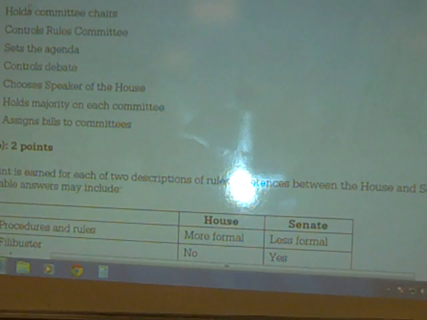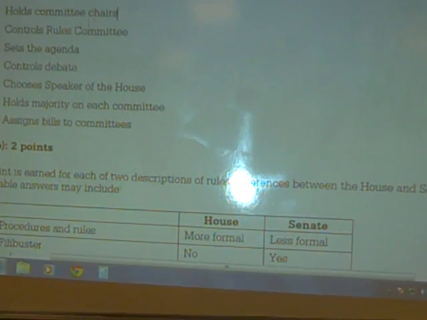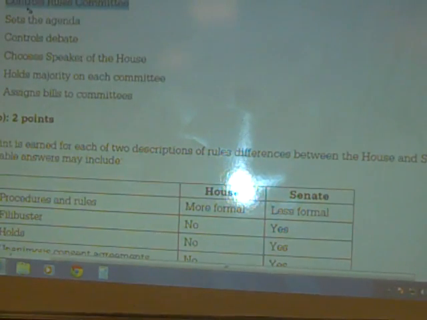All right, so you can say they chair the committees, which means the committee leaders. They control all the committees. Well, an important one is the Rules Committee. I think that's kind of a lame answer. They set the agenda. That's true because the Speaker has more power than anybody over the agenda in the House. And the majority party leader has more power than anybody in the Senate. So they determine the agenda.